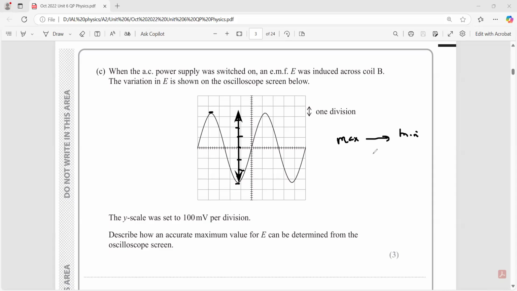After measuring the distance from maximum to minimum, we multiply the number of divisions by 100, because each box is 100 millivolts. In your answer, specify that you measure the distance from the maximum to the minimum, multiply that by 100 millivolts for one box, and then divide the value by 2. Why divide by 2? Because, as we know, half of this distance is the amplitude, and we want to determine the amplitude.